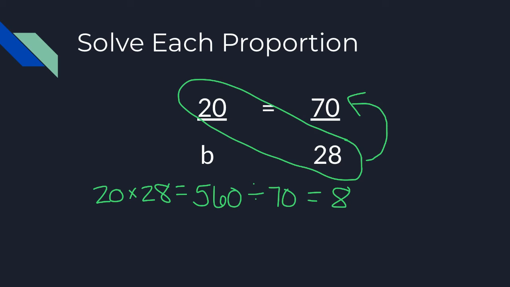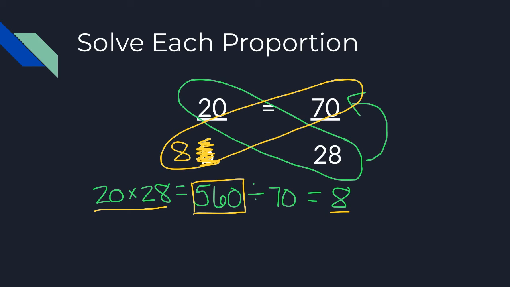So I worked on my cross product. I took 20 times 28 and found my cross product. From the algebra I showed you a couple slides ago, I know to isolate my variable, I'm going to divide by the only other number I see. And I think B is 8, but I could totally figure that out for sure. I could put an 8 right here. Is this cross product, 8 times 70, equal to the 560 of the first cross product? And it is.